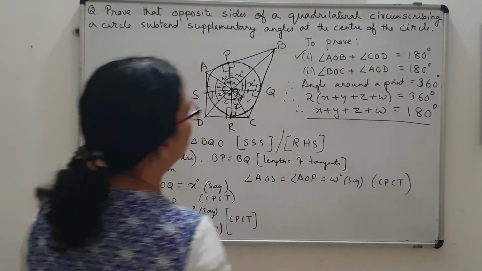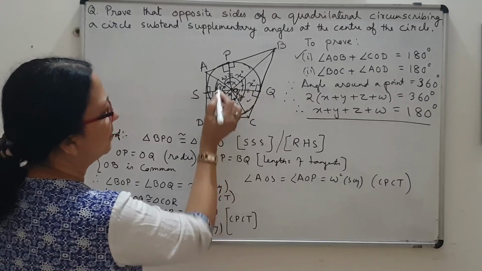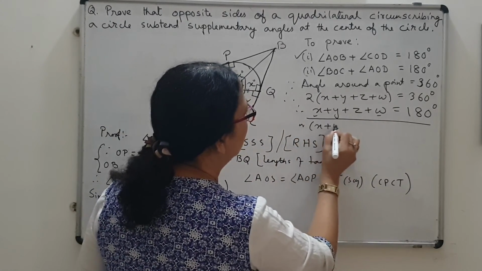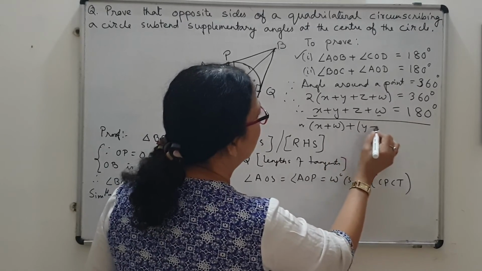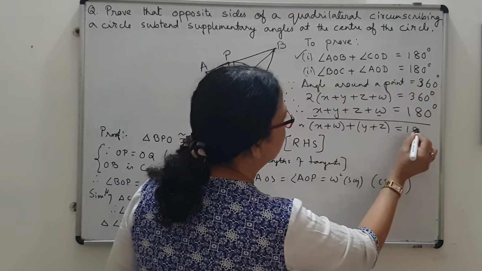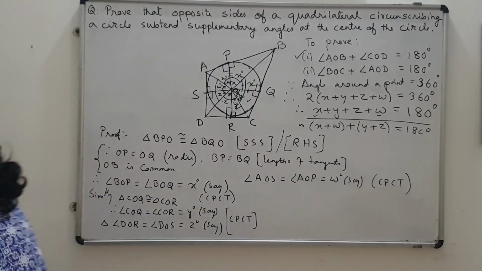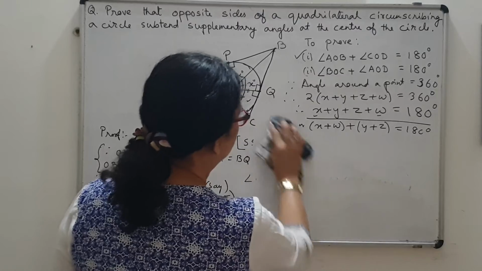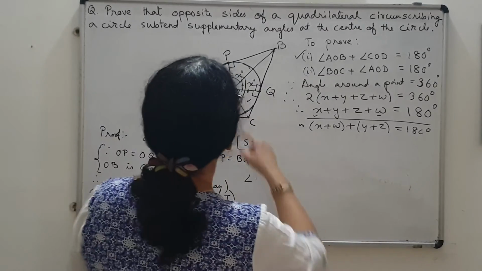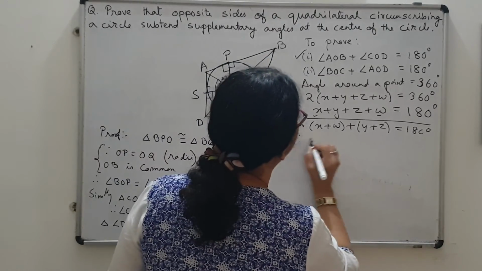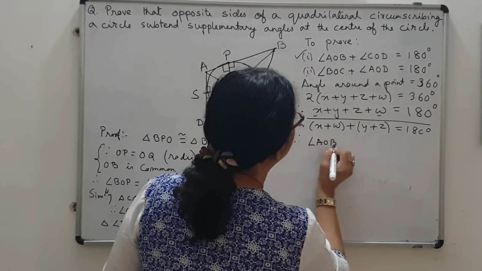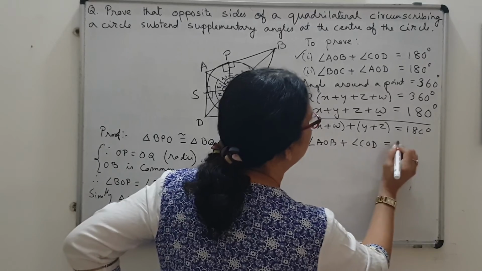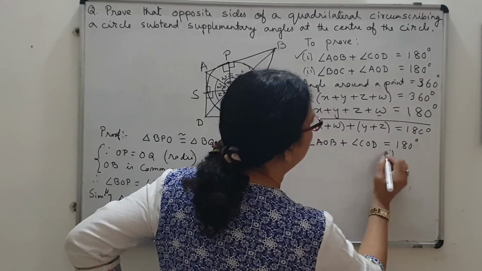For the first one, what will I do? What is AOB? AOB is x plus w. So I'll group x and w, or x plus w plus y plus z is 180 degrees. Right. So x plus w is your AOB. Therefore, angle AOB plus y plus z, which is COD, is 180 degrees. So the first part is proved.